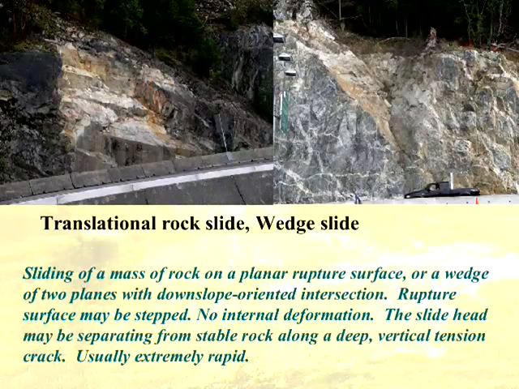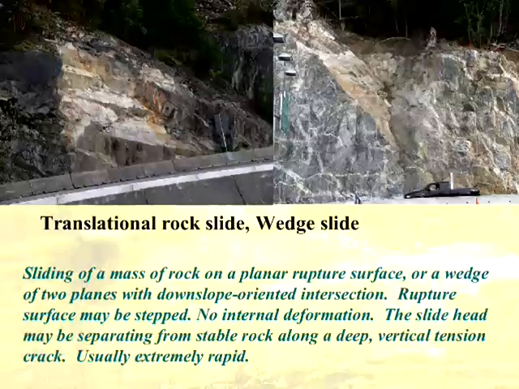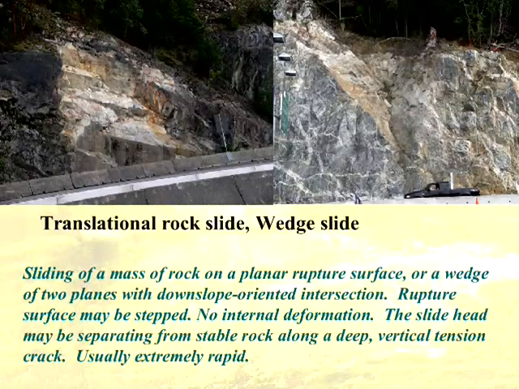So here's the definition: sliding of a mass of rock on a planar rupture surface or wedge of 2 planes with downslope oriented intersection. Rupture surface may be stepped, as shown over here. These kinds of steps do not introduce internal deformation, so they do not violate the concept of translation sliding. There's no internal deformation. The slide head may be separating from stable rock along a deep vertical tension crack.